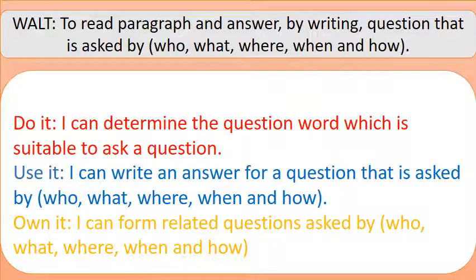Our work is to read a paragraph and answer in writing questions that could be asked using the question words من, ماذا, أين, متى, وكيف. In the last couple of lessons, we have done "do it" and "use it" by answering the questions. Today, we are going to go for "own it" and we are going to form our related question after reading a paragraph. Let's see how we do that.